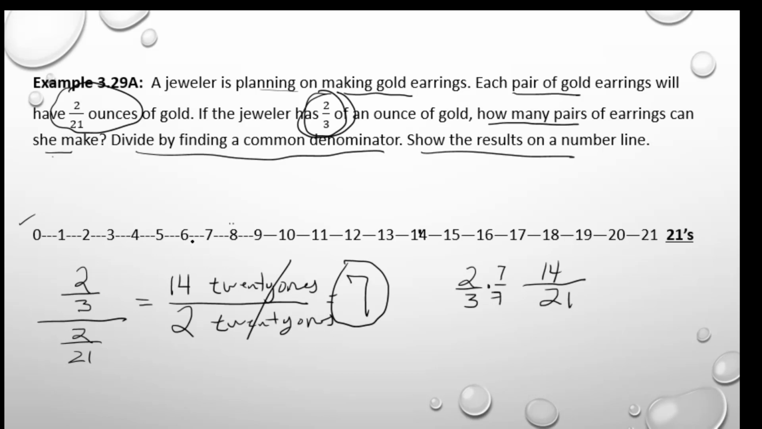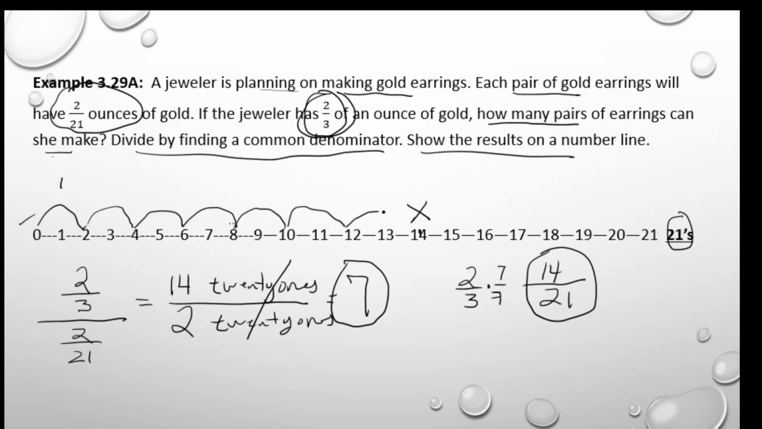So let's do that on the number line. Here's our number line cut into 21s. And the gold I have is 14/21s, which is right here. So that's how much gold I have. Now I'm going to cut these into 2/21s. And each 2/21 is 1 pair of earrings. So there's 1, 2, 3, 4, 5, 6, 7 pairs of earrings using the number line. Notice how the 21s cancel, right? Just like numbers do.